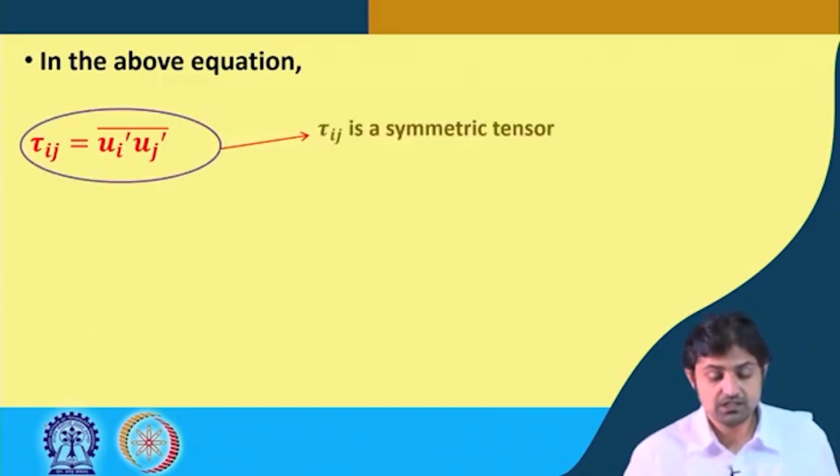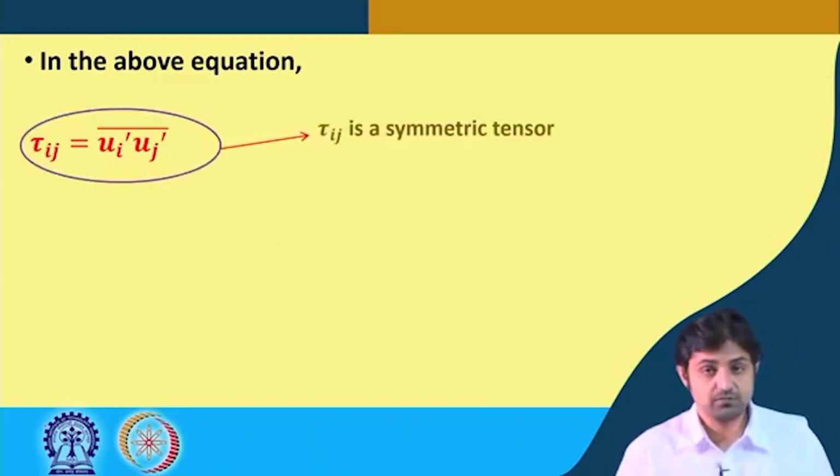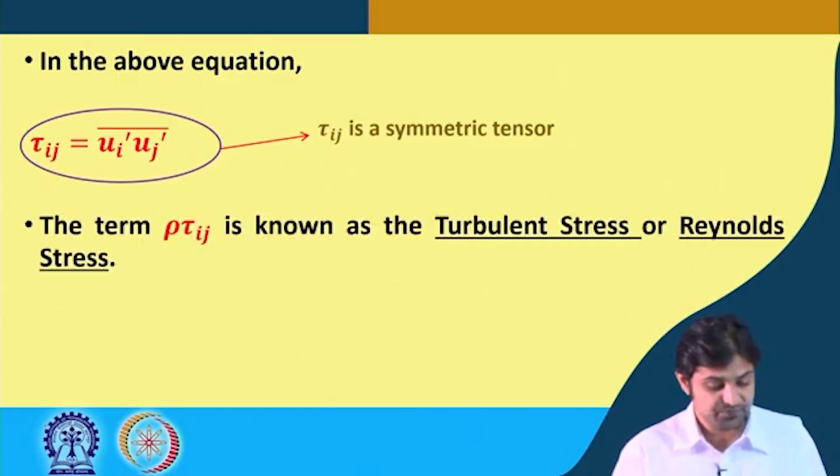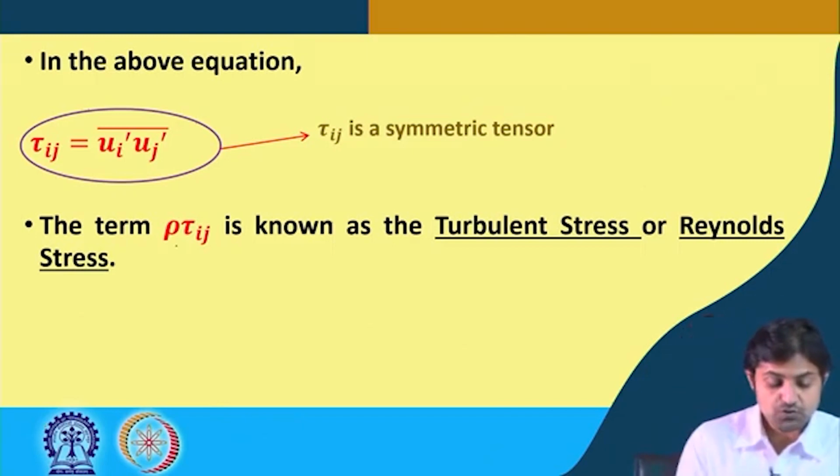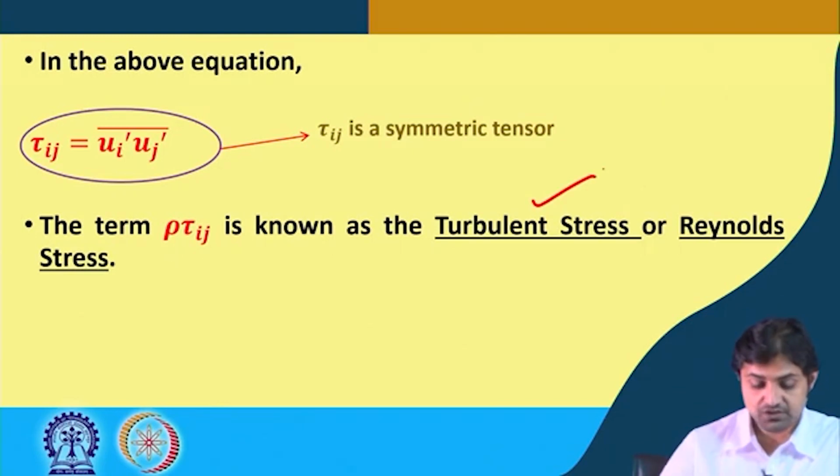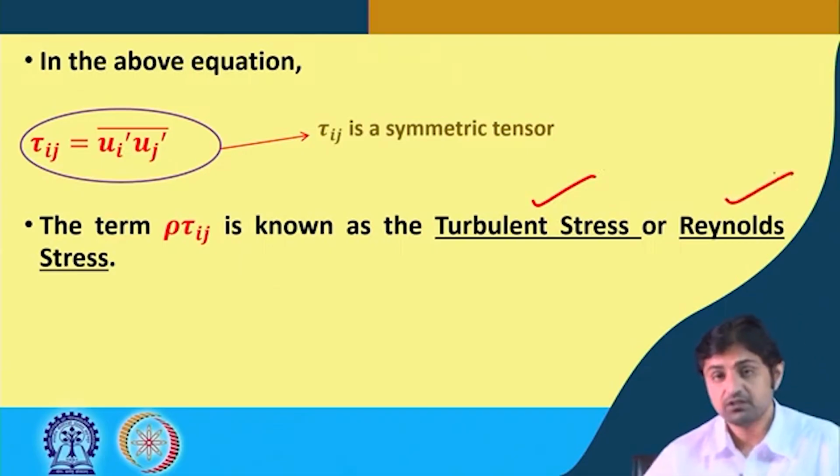And tau ij here is a symmetric tensor. Symmetric means ui prime uj prime is equal to uj prime ui prime. So the term rho into tau ij, when rho is multiplied by tau ij, is known as turbulent stress or Reynolds stress. All right.